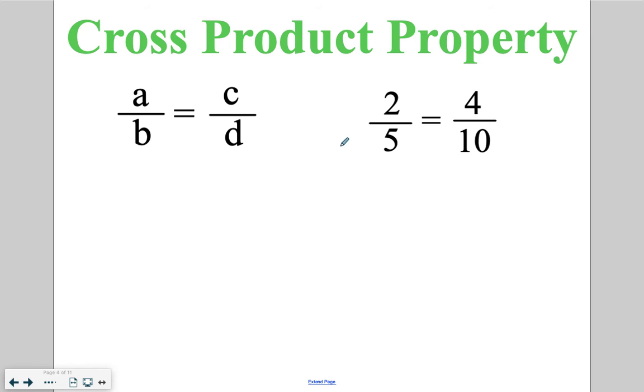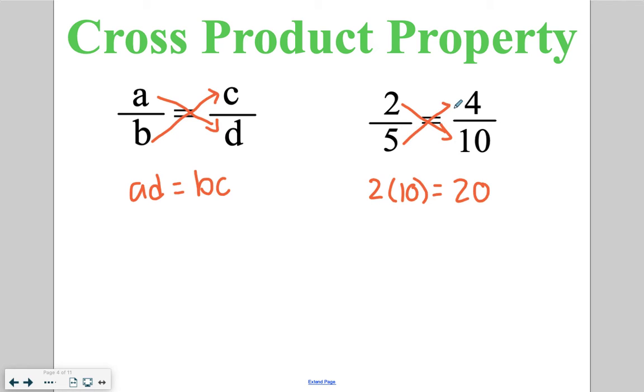The first thing we're going to talk about is the cross-product property. This is a way we can use to compare ratios and decide if they are equal. What this says is that if you have equal ratios, A times D, so multiplying on the diagonal, is going to be the same number as B times C, multiplying on the other diagonal. Over here, we know that 2/5 is the same as 4/10. We've just multiplied by 2. We can check this cross product property and say 2 times 10, which is going to give you 20, is the same as 5 times 4, which is also going to give you 20.